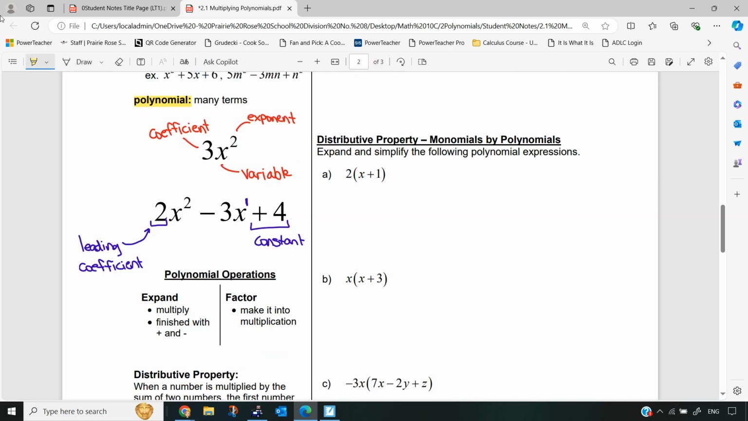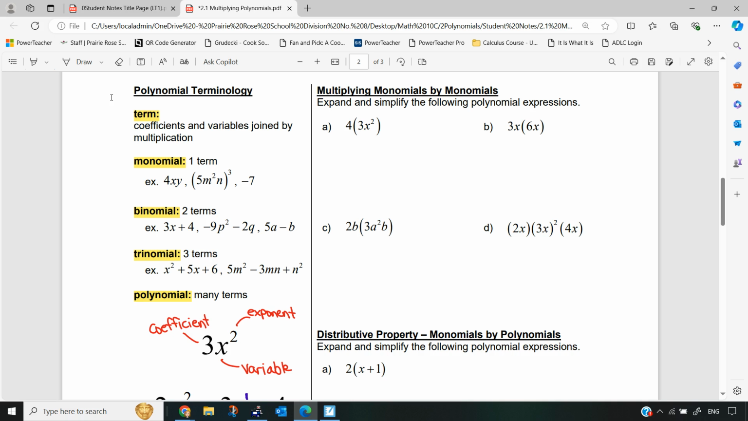As I said at the start of this video, this unit really covers two major concepts. One is expanding and one is factoring. So everything we do with regards to polynomial operations is going to involve expanding. That's what we're working with today. So multiplying, and our final expression will have positives and negatives in it. Factoring is taking a polynomial that's already expanded and simplifying it down using factoring, and our final expression will be all multiplication. So we're going to get started with multiplying monomials by monomials.